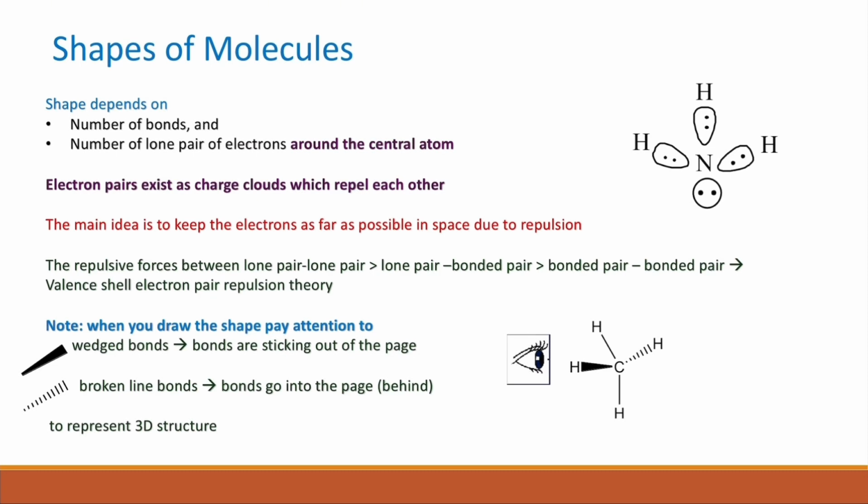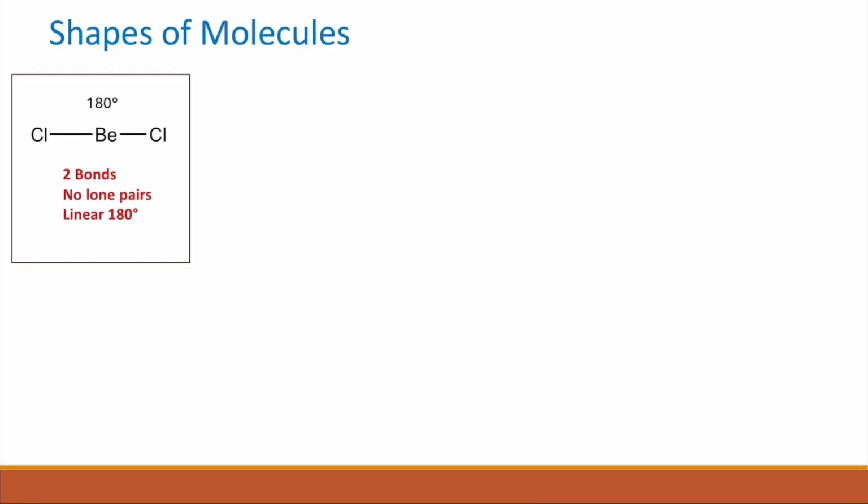And then when we have a lone pair of electrons, the repulsion between lone pairs is greater than the repulsion between a lone pair and a bonded pair, which is greater than the repulsion between bonded pairs. This is according to the valence shell electron pair repulsion theory. So the shapes of molecules, you need to memorize these ones.